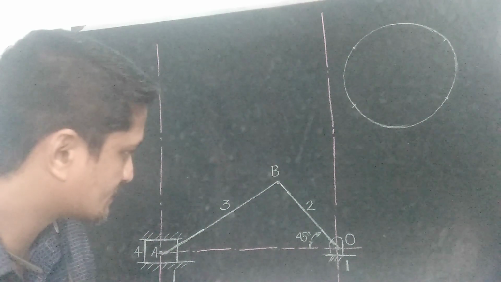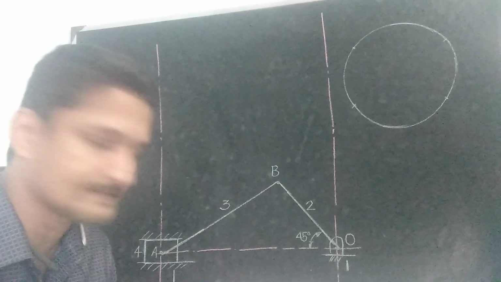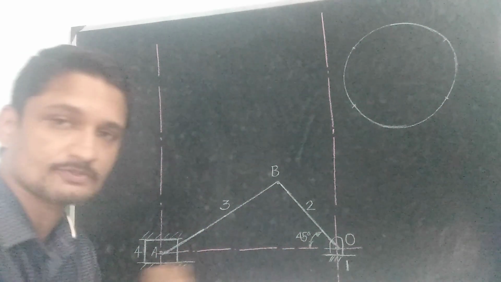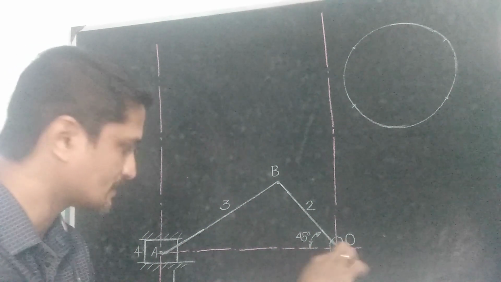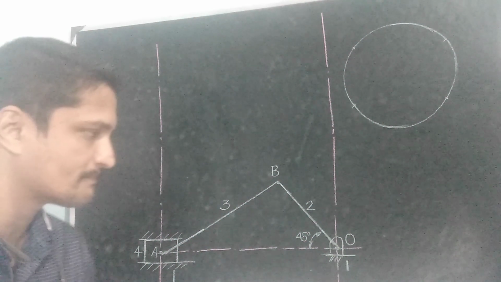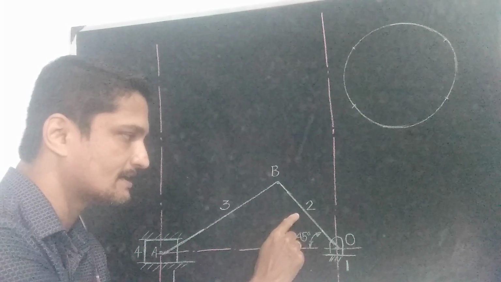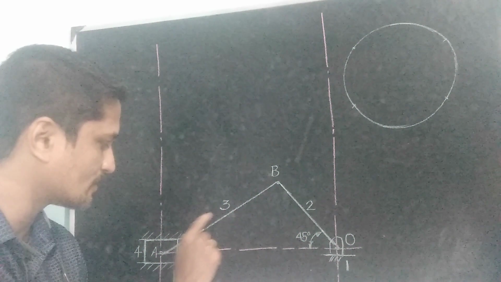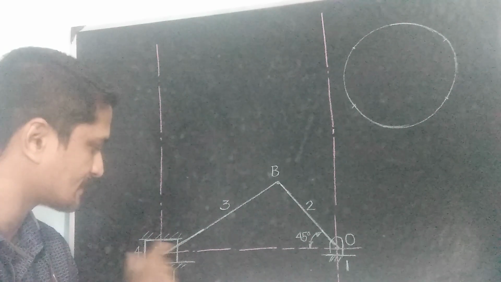Here we know that this is a 4-bar mechanism. The first link, the fixed link, is this one. Throughout, the link is fixed, so we can mark this fixed link as 1 here and 1 here also. Then the second link is the crank, the third one is the connecting rod, and the fourth one is the slider.